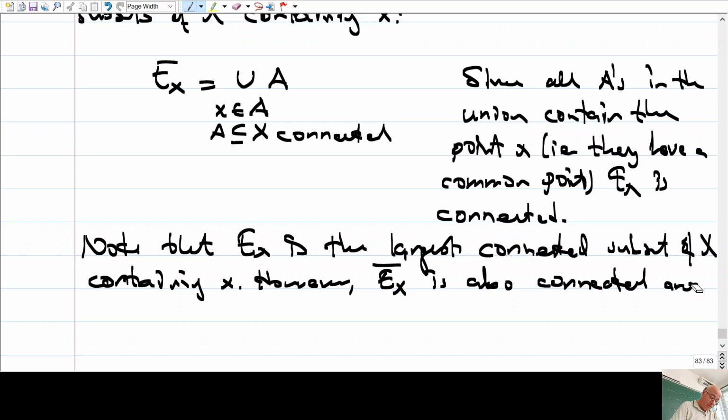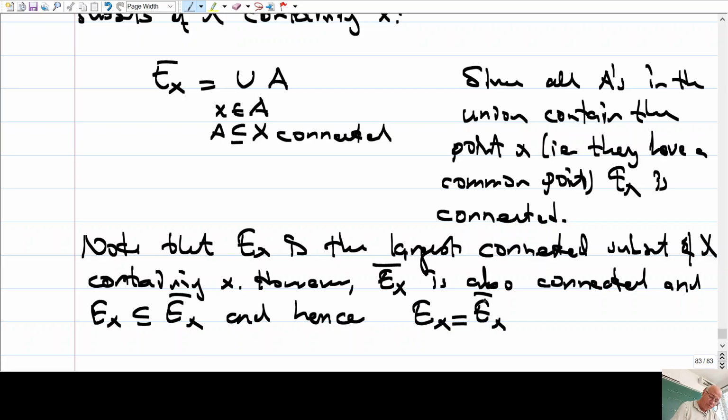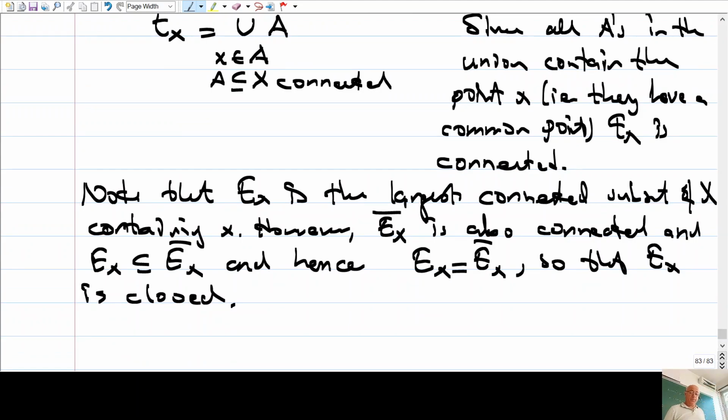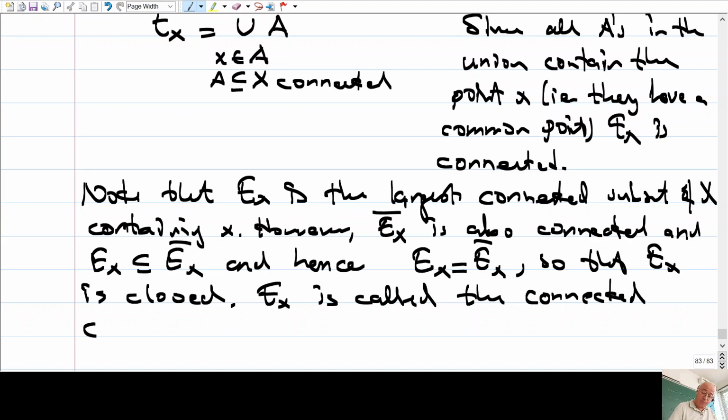and E_x is of course contained in this, and hence E_x is equal to its closure, so that E_x is closed. Okay, it's a closed subset. This E_x will be called the connected component of X containing x.